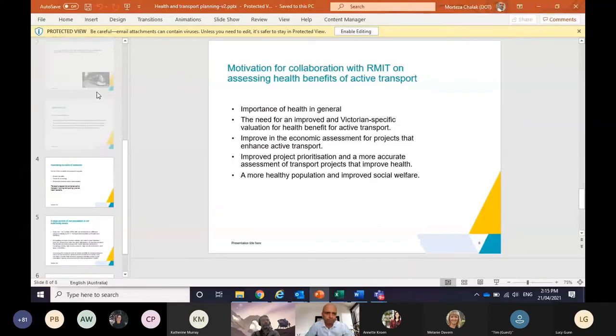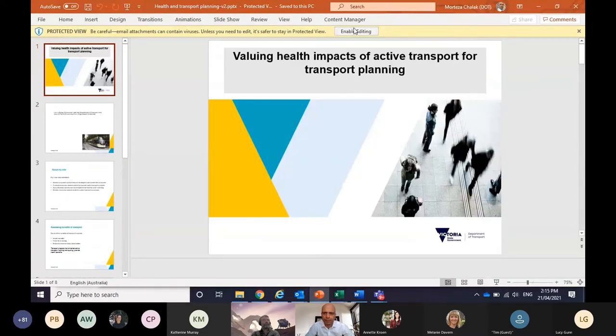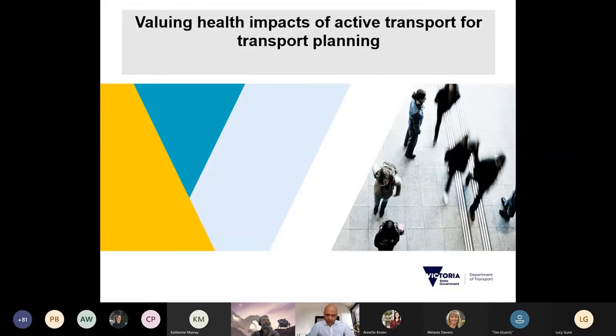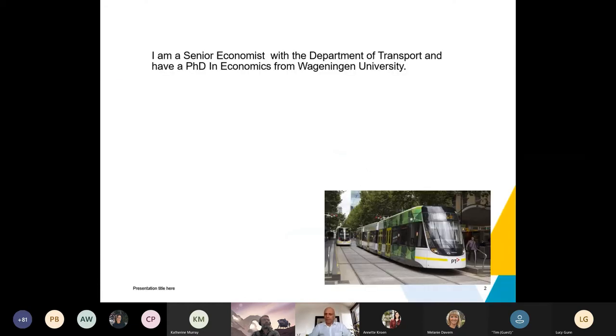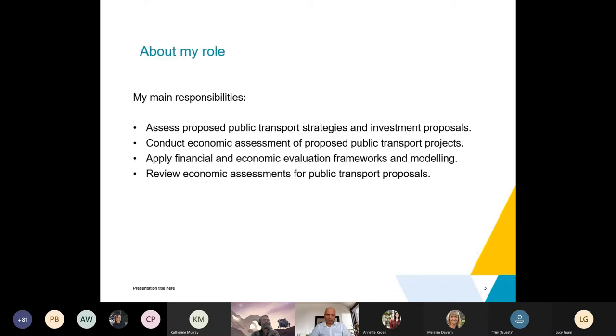Thanks very much, Lucy. Yeah, sure. It is very exciting to work with RMIT on valuing the health impact of active transport, which would help with transport planning. As Lucy mentioned, I'm a senior economist at the Department of Transport with a PhD in economics from Wageningen University.